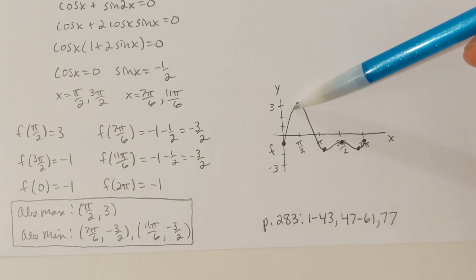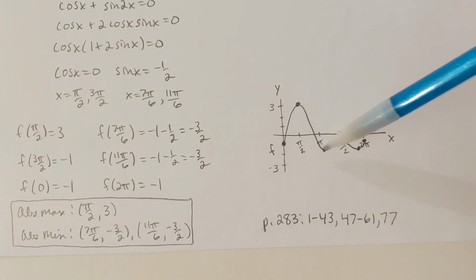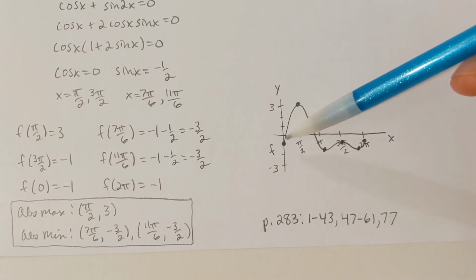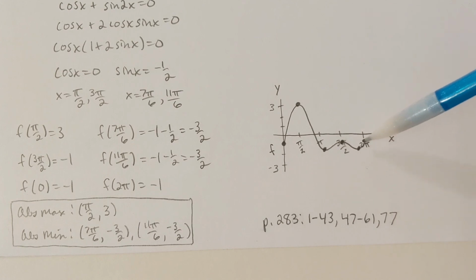Now I've got a max at this point, so I know there's a hill on the graph. I've got a min at these 2 points, so I know there are valleys. And I can go ahead and draw the curve then on the interval that's given.